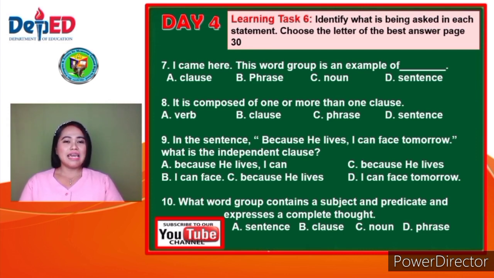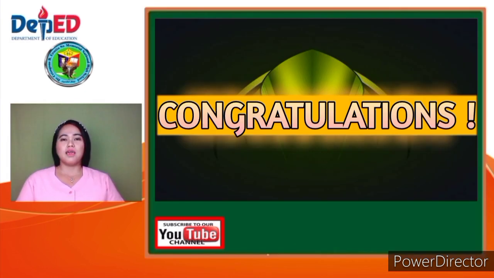Number 9. In the sentence, because he lives, I can face tomorrow. What is the independent clause? A. Because he lives, I can. B. I can face. C. Because he lives. D. I can face tomorrow. Number 10. What word group contains a subject and predicate and expresses a complete thought? A. Sentence. B. Clause. C. Noun. Or D. Phrase.